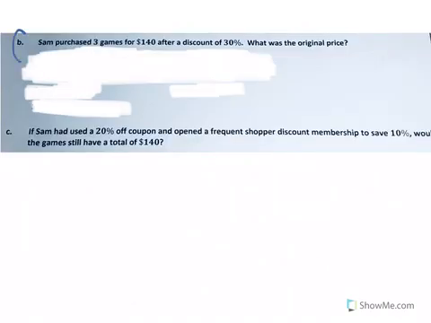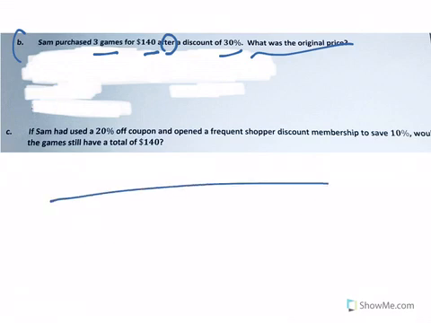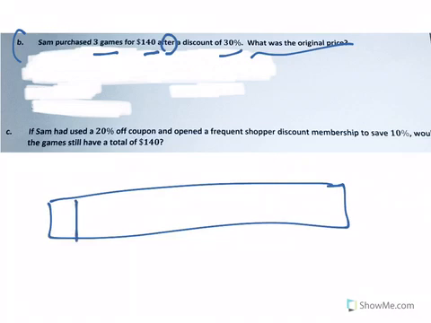Okay, let's look at our next example here. Sam purchased 3 games for $140 after a discount of 30% off. What was the original price? Well, a couple ways we could do that. I'm going to write down here, just so we have a little bit more room, and then I'll write my answer back here. Okay, I'm going to start by creating a tape diagram, and I'm going to break it into 10 parts, and I'll show you why.